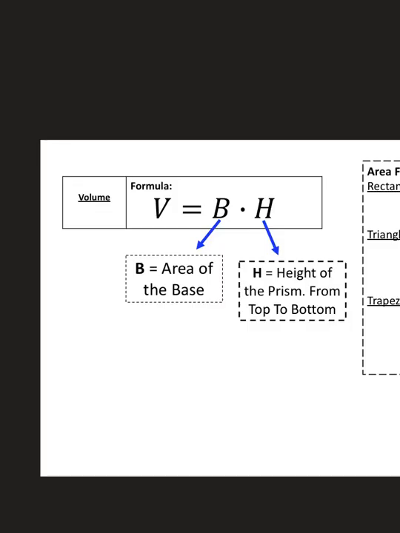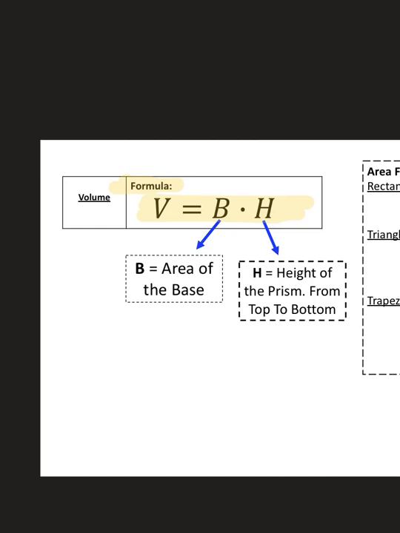All right, next thing we need to go over is the formula itself. So please listen very carefully. This might be a little confusing at first, but I'll try to explain it as best as I can. So here is the formula for volume in general. This is not for specific shapes. This is in general. Volume equals big B times big H.